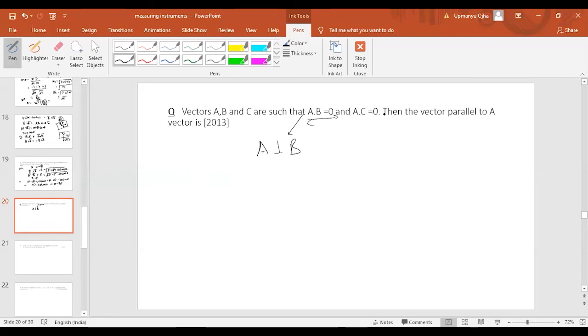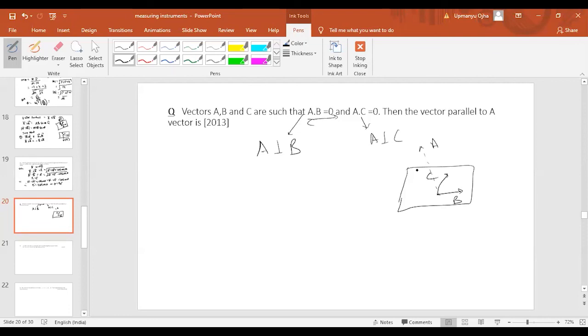And A dot C is equal to 0 means A is perpendicular to C. Correct? Which means A is perpendicular to both B and C. So if I take a plane in which we have two vectors, B vector and C vector, then vector A will be perpendicular to both the vectors B and C.